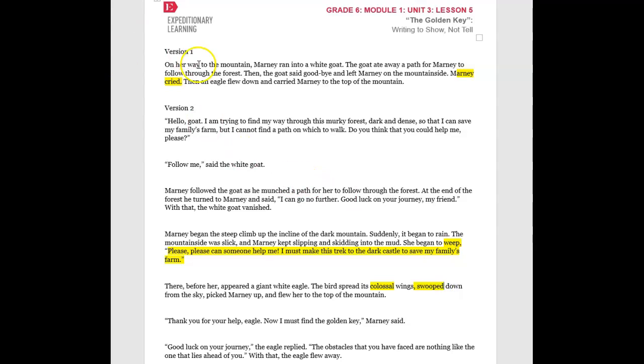Oh, I keep losing my highlighter. Oh, technology. Let's try that. Nope. Okay, let's see if it'll work now. Here we go.